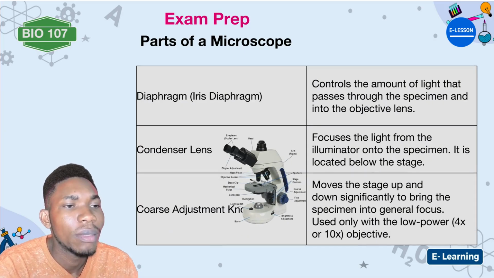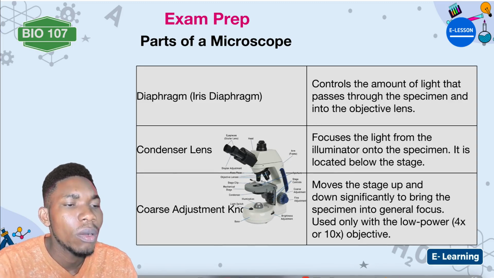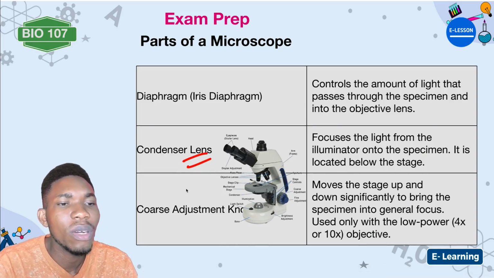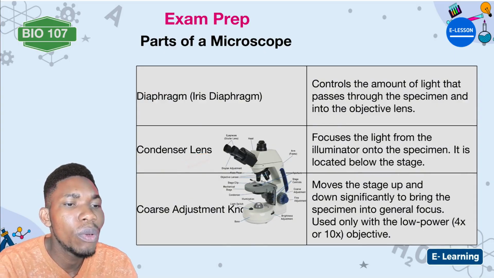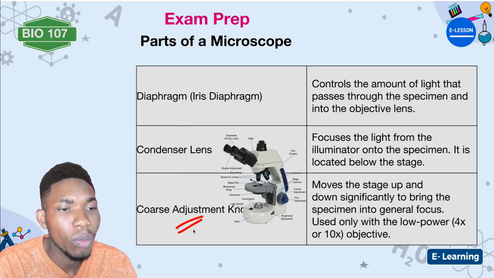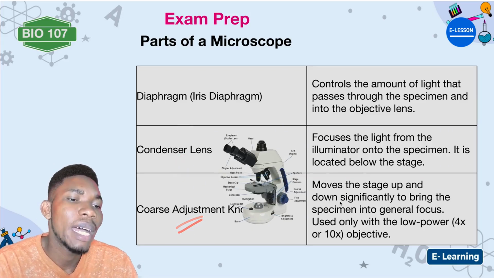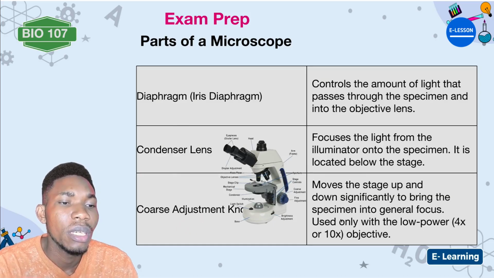All right? Now, the condenser lens focuses the light from the illuminator onto the specimen. It is located below the stage. We have the condenser lens, although this one does not have all those condenser lenses. Then we have the coarse adjustment knob. It moves the stage up and down significantly to bring the specimen into general focus.